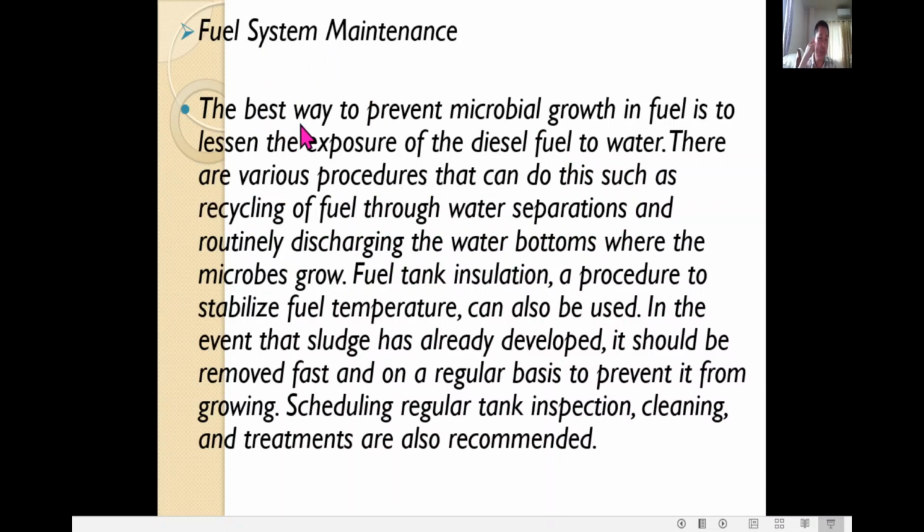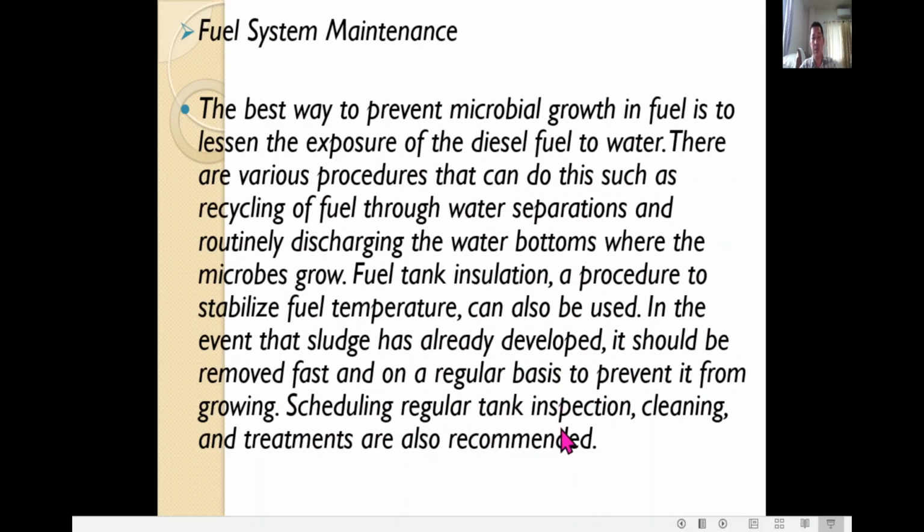The best way to prevent microbial growth in fuel is to lessen the exposure of the diesel fuel to water. So there are various procedures that can do this, such as recycling of fuel through water separation and routinely discharging the water bottoms where the microbes grow. Fuel tank insulation, a procedure to stabilize fuel temperature, can also be used. In the event that sludge has already developed, it should be removed fast and on a regular basis to prevent it from growing.